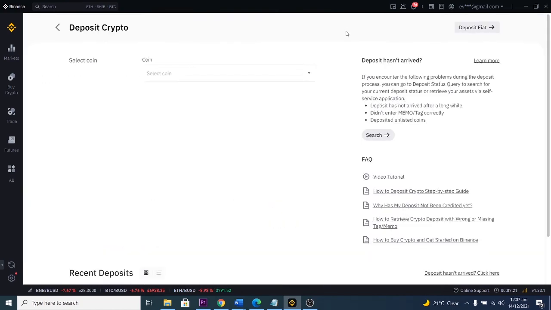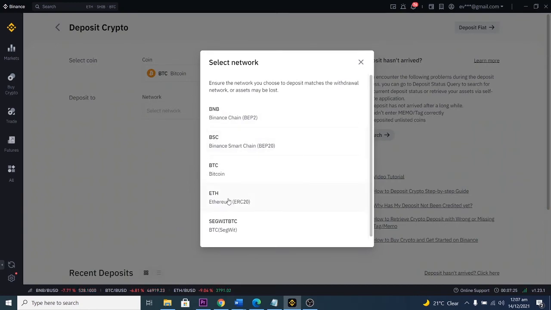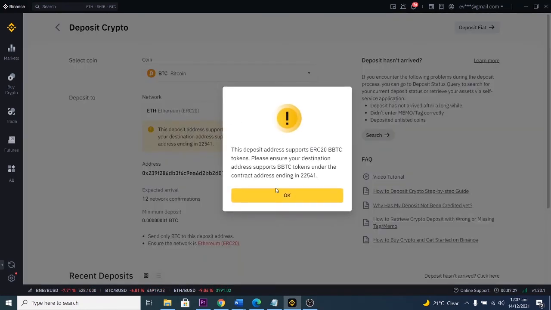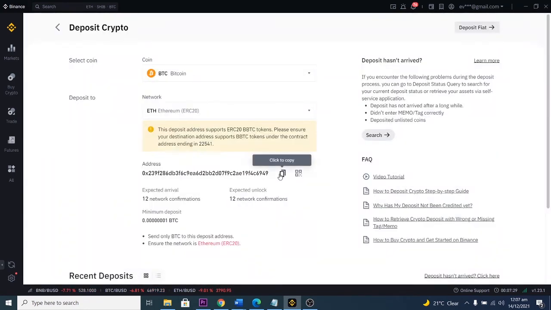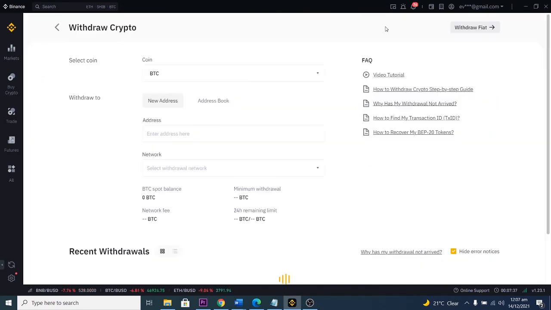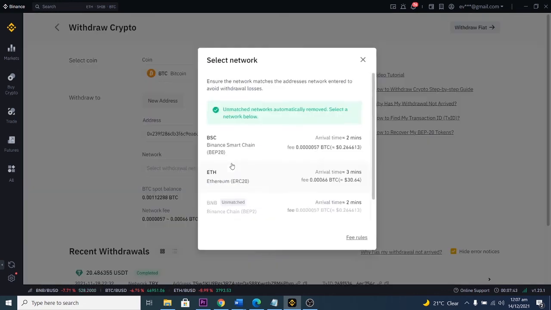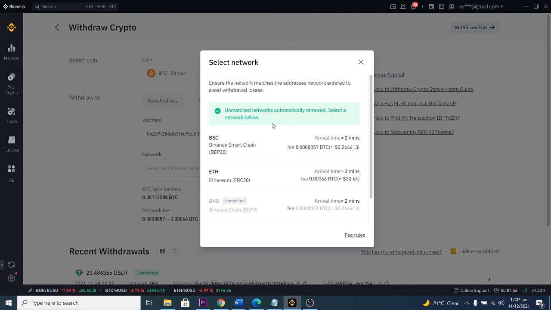We created the address here, deposit. I want to deposit Bitcoin, and then which network, etc., ERC20, and then we copy it. So whenever the person puts this link, it will automatically, so let's see if it will go like this: withdraw BTC. If the person now puts the address, it will automatically show the network that the person actually used. On my network, automatically we must select the network below.